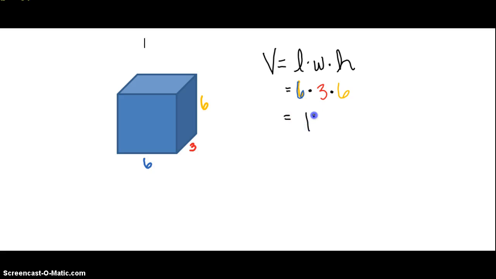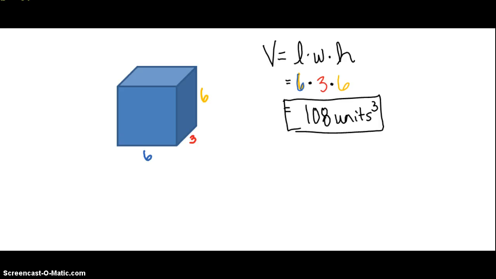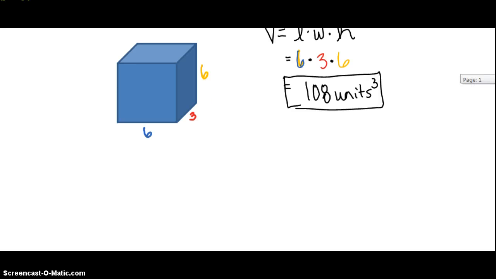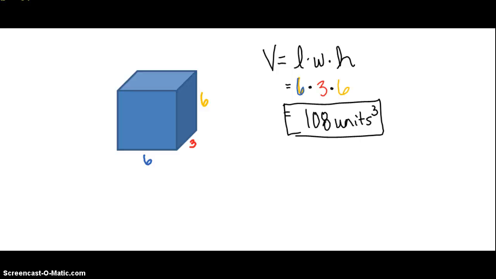That'll give us 108. And we don't know what our units were for each block, so we will say units times units times units. So it's units cubed, or cubic units. So just like area is always squared, volume will always be units cubed. Okay, so that's a cute little song for a cube, for a rectangular prism.